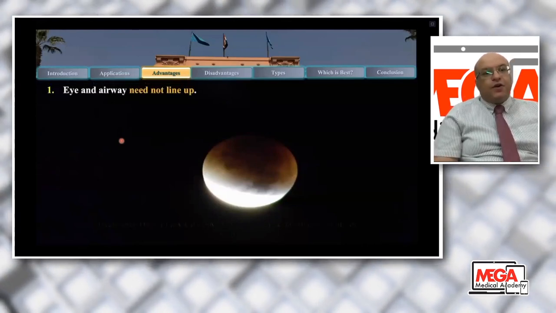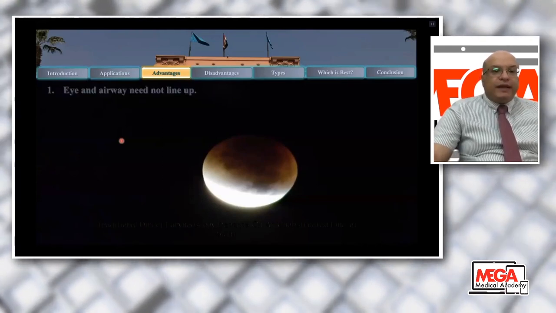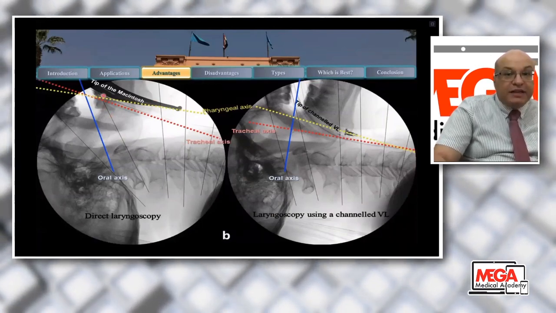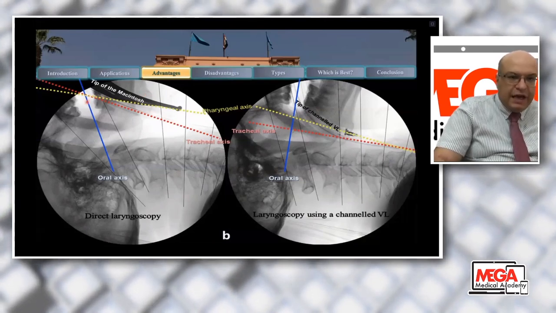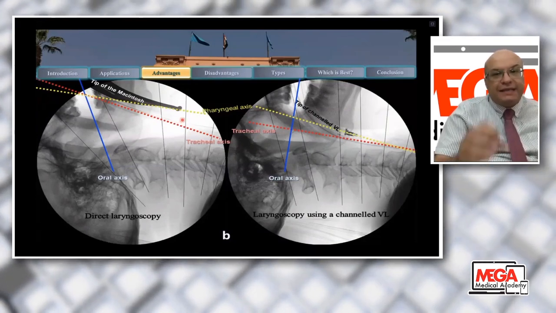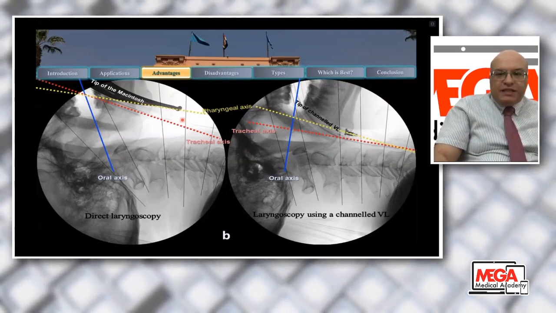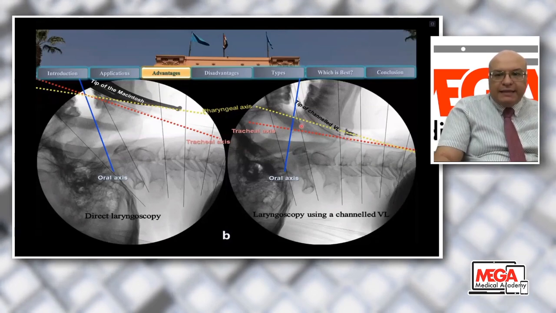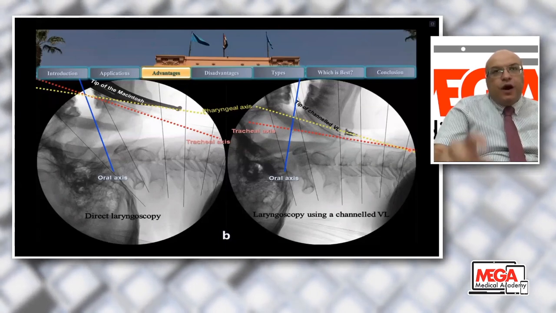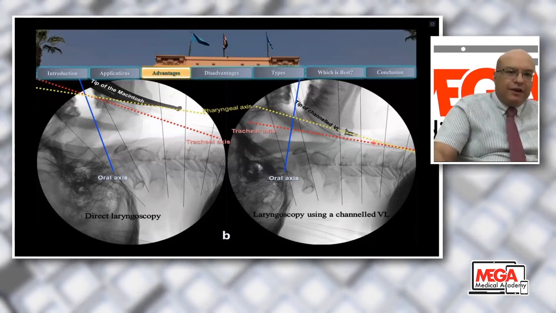Advantages of using video laryngoscope: eye and airway need not line up. As you know, if we take a look here at this X-ray, we have a tracheal axis, a pharyngeal axis, and an oral axis. To use direct laryngoscope with Macintosh or Miller blades, you need to align all of these axes to look directly into the glottis. However, with video laryngoscopes, like a channeled video laryngoscope here, we can see the two axes, pharyngeal and tracheal, are almost aligned together. And you are looking at a remote screen, not directly into the glottis. So this is the advantage of using a video laryngoscope.